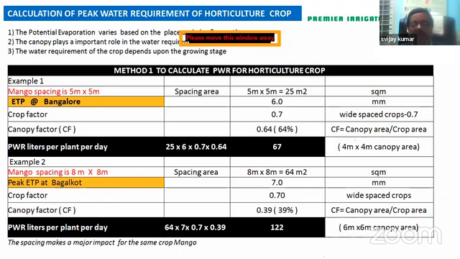And the spacing being 5 meters by 5 meters, what is the crop area? 5 multiplied by 5 will give me 25 square meters. And the crop factor over here is being assumed to be 0.7. Generally, we assume 0.7 for a wide space crop and 1 for a closed space crop. Now we have to understand what percentage is the canopy. The canopy is the green cover of the tree. How much area is it covering in that spacing? So here, I am assuming that out of a 5 meter by 5 meter area, the area that is getting covered is actually 4 meter by 4 meter.